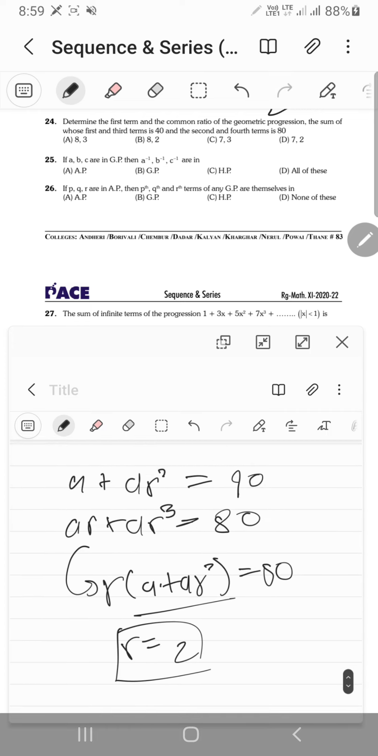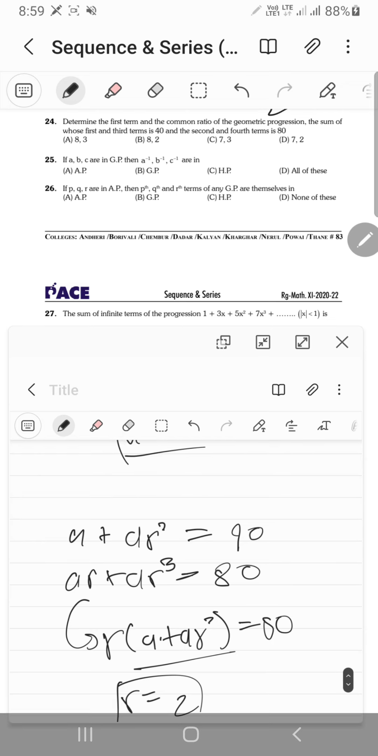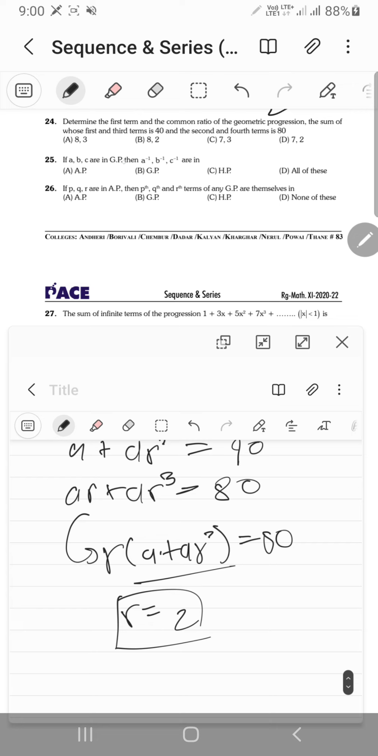Putting that into this, we just get a plus 4a, which is 5a. So 5a is 40, that means a is 8. So 8 and 2. Okay, next.